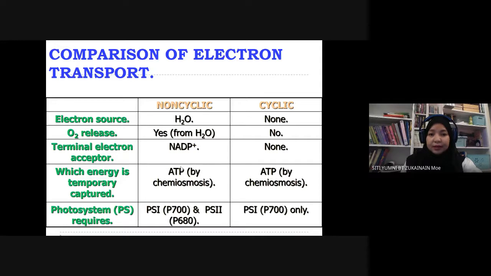Right. So in non-cyclic, energy is temporarily captured in the form of ATP by chemiosmosis. Same thing goes for cyclic. Okay, here is the most important differentiation. Non-cyclic photophosphorylation requires both photosystems, while cyclic involves only photosystem 1 or P700.